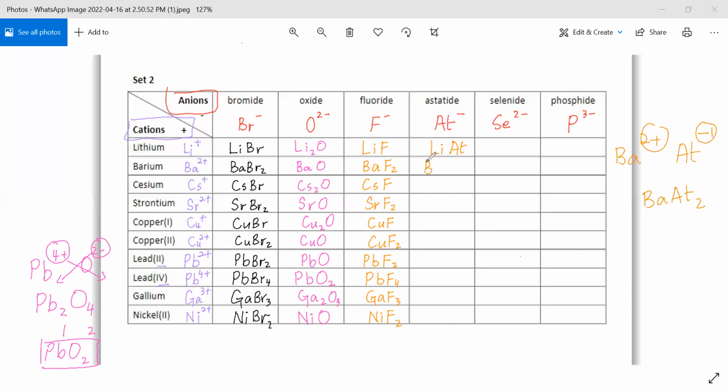Yes, next. So now the rest of the column you can do, right? Let's try. You give me strontium, cesium. Let Ishan give me. Yes, Ishan? Cs2Se. No need, right? CsAt, isn't it? Oh, sorry, I'm looking at the wrong one. CsAt, yes. Then Ozan? SrAt2.